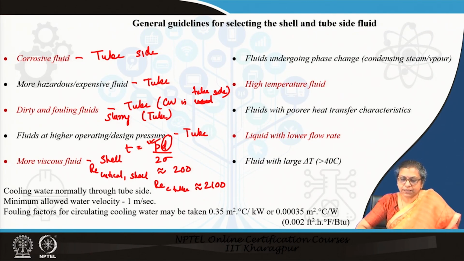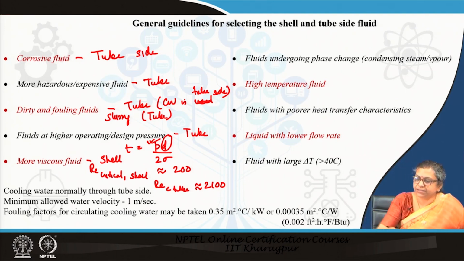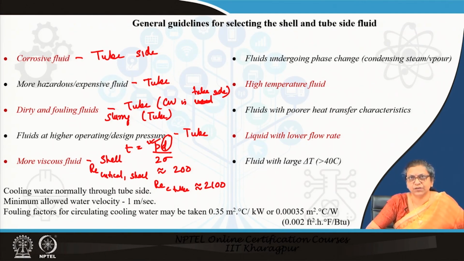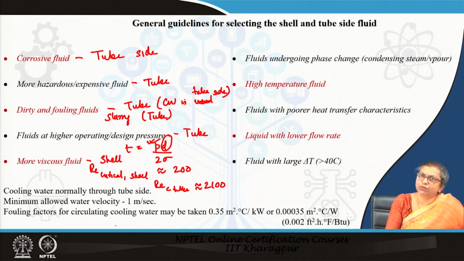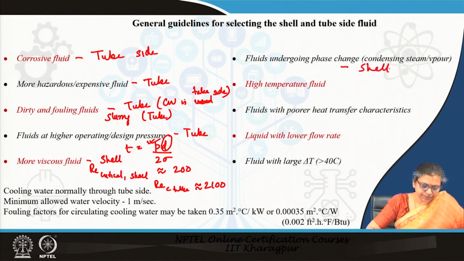Well, the next is, suppose a fluid is undergoing a phase change, say a fluid which is vaporizing and with the latent heat it is heating up another fluid. In this case, as phase change occurs, the two phase flow has a higher pressure drop compared to the single phase flow, and also when vapor is formed, you need some space for the vapor to accumulate. It is easier to provide this space in the outer tube or the shell side. So for fluids undergoing phase change, we would like to introduce them on the shell side.